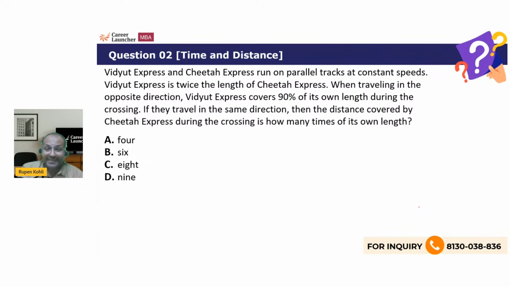Okay, so let me start the discussion. If you get this, do let me know. So there are two trains running on parallel tracks, and there are two situations in the problem. Once they are running in opposite directions, the other time they're running in the same direction.